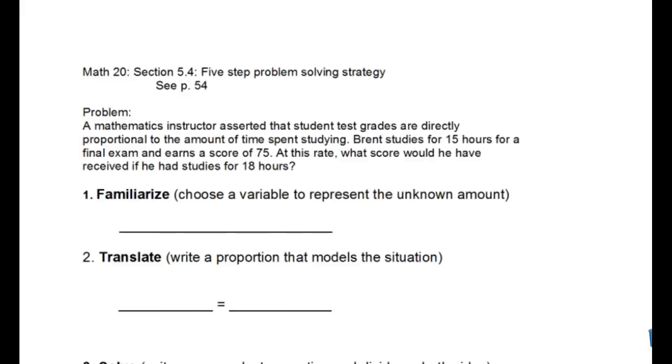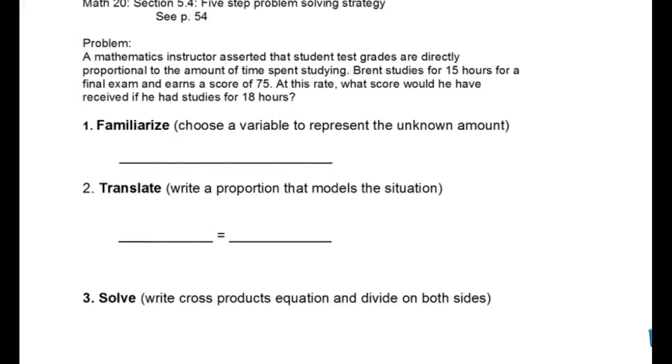The first thing we're going to do is learn how to solve a problem that would involve a proportion by using our 5 steps. So here's the problem. We have a mathematics instructor. He asserted that student test grades are directly proportional to the amount of time spent studying. So grades and time spent are the two things that he says are related. We have Brent, who studies 15 hours for a final exam and earns a score of 75. At this rate, what score would he have received if he had studied for 18 hours?